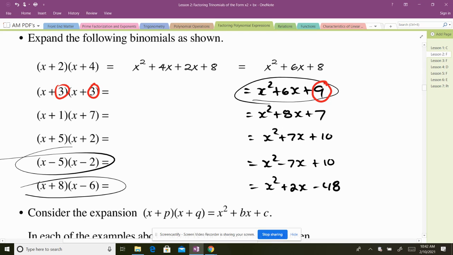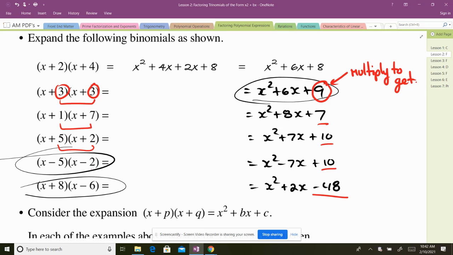Yes. If you multiply these two terms in every bracket, 3 times 3 is 9, 1 times 7 is 7, 5 times 2 is 10, negative 5, negative 2 is positive 10, 8 and negative 6 is negative 48. Those last two numbers multiply to give you this. Okay. Multiply the last two terms of the brackets to get the constant term in the trinomial.